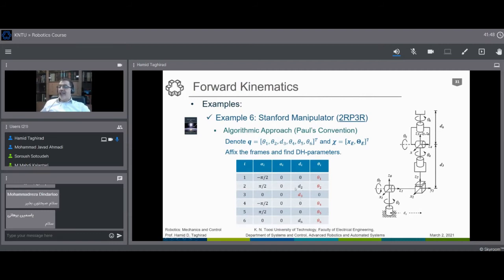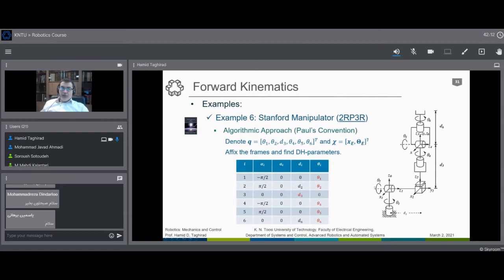In this manipulator, interestingly, all the AIs are 0, and we have only DIs, because the lengths, since they are perpendicular to each other, are not along the x-axis. They are usually along the z-axis, as you see D2 here and D4 here.